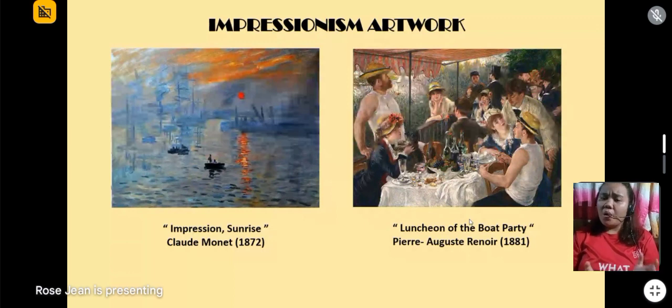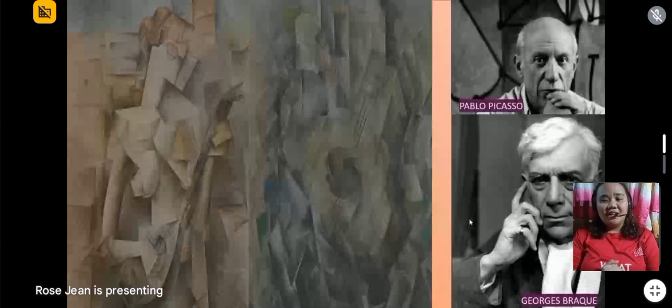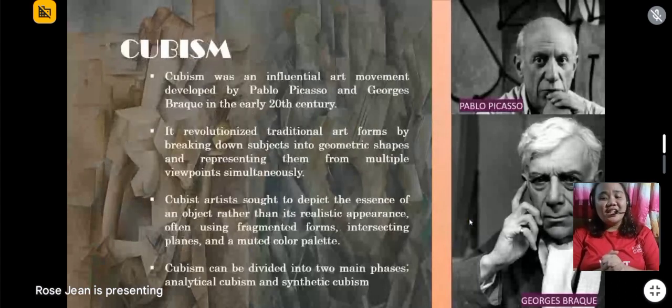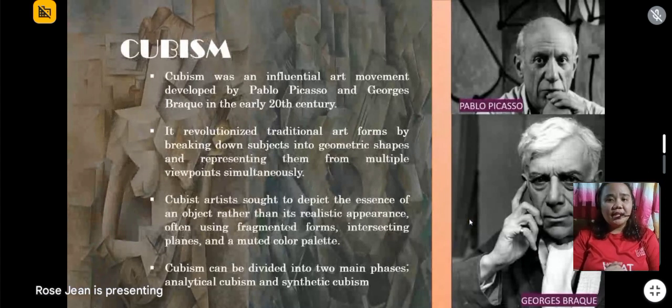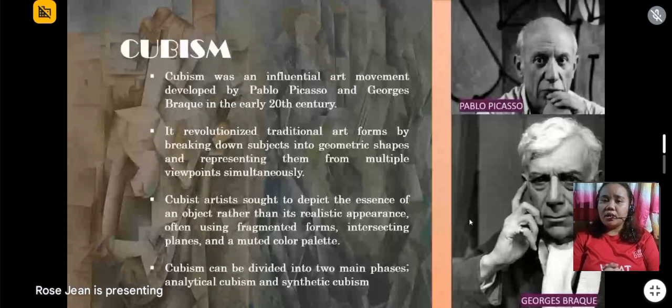So the next modern art movement is Cubism. Cubism was a revolutionary art movement pioneered by Pablo Picasso and Georges Braque in the early 20th century. It seeks to depict objects from multiple viewpoints simultaneously, breaking them down into geometric shapes and reassembling them in abstract forms, rather than representing objects in a naturalistic way.